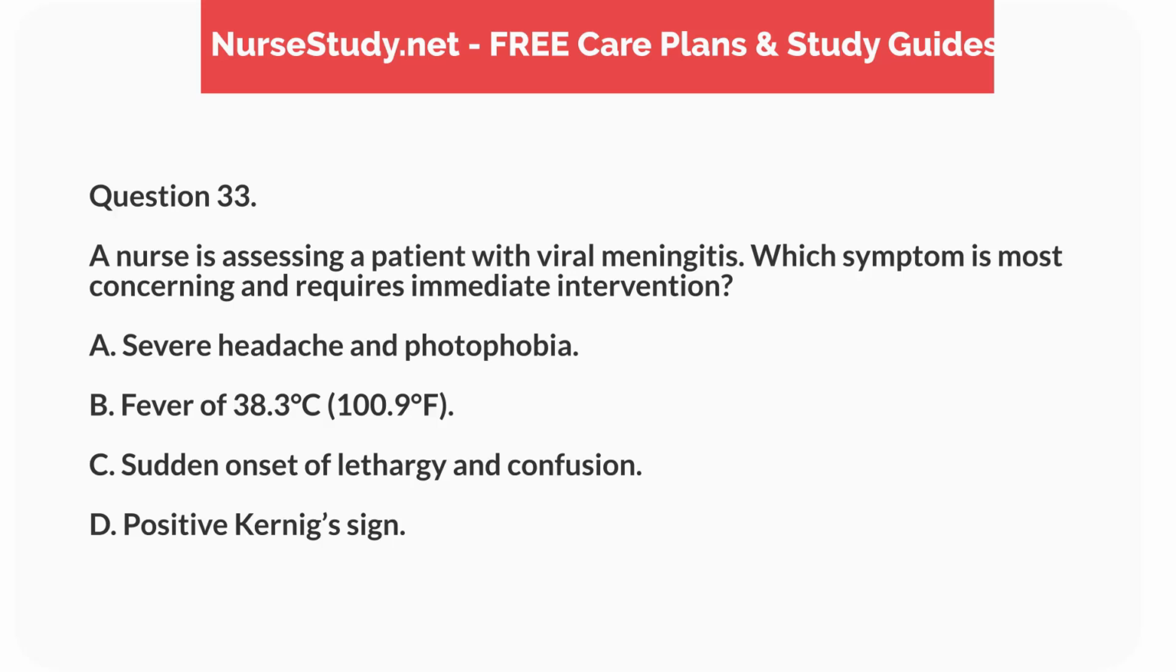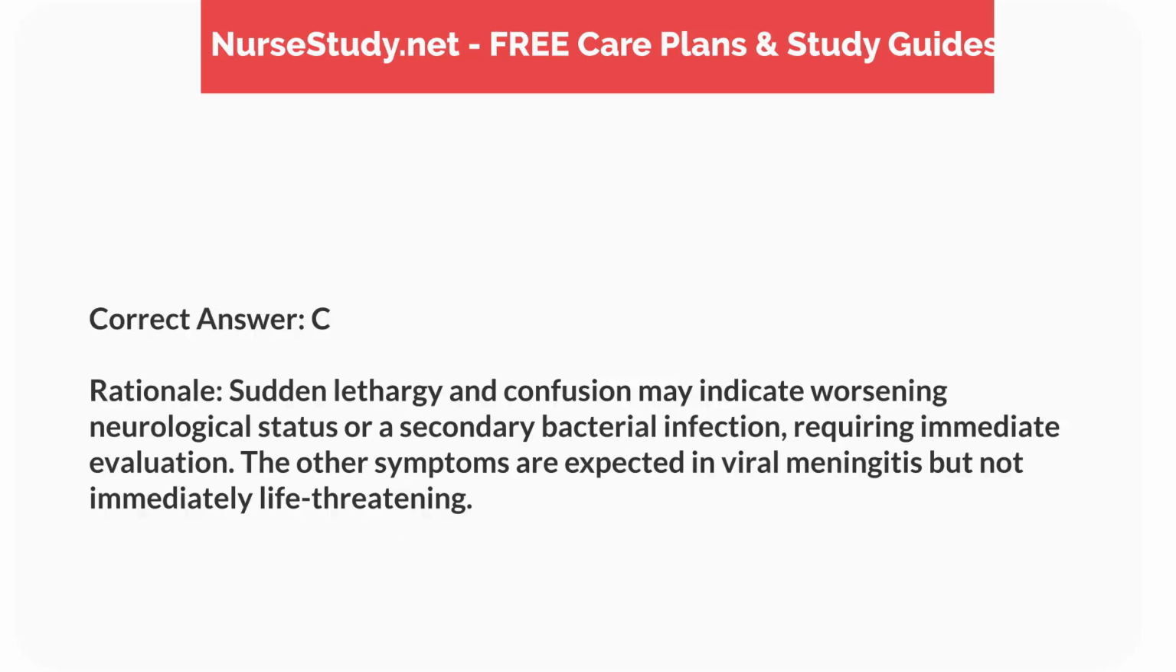Question 33. A nurse is assessing a patient with viral meningitis. Which symptom is most concerning and requires immediate intervention? A. Severe headache and photophobia. B. Fever of 38.3 degrees Celsius, 100.9 degrees Fahrenheit. C. Sudden onset of lethargy and confusion. D. Positive Koenig sign. Correct answer, C.